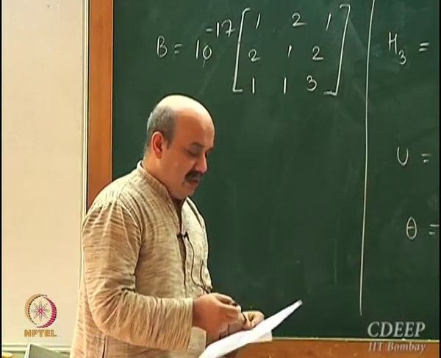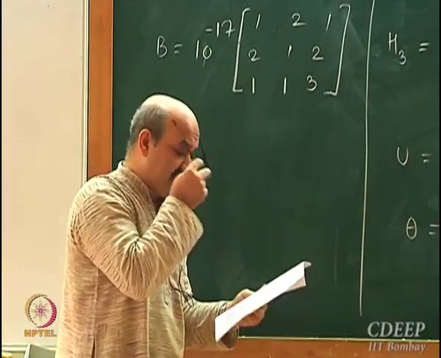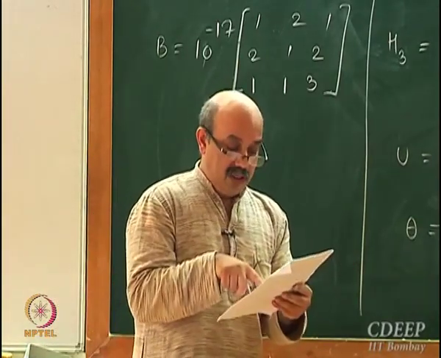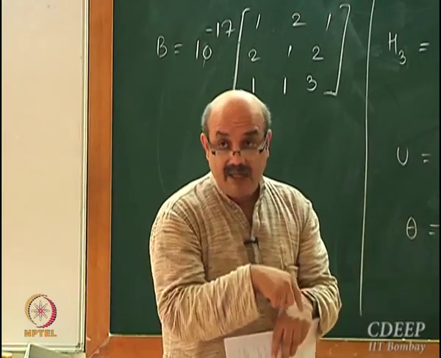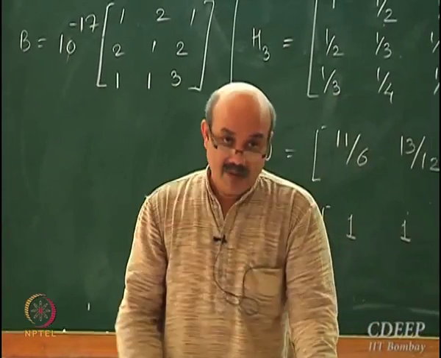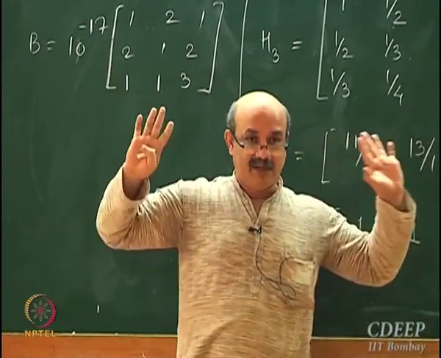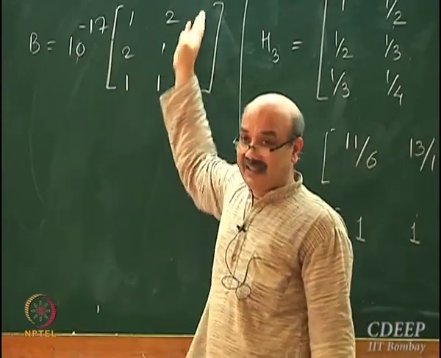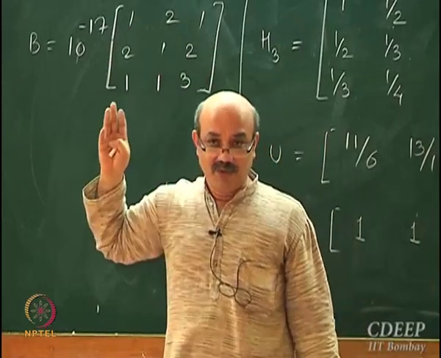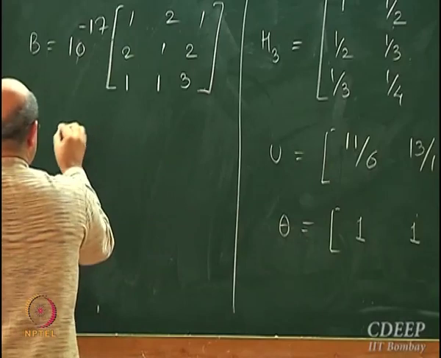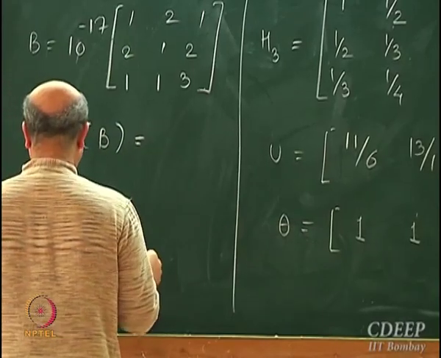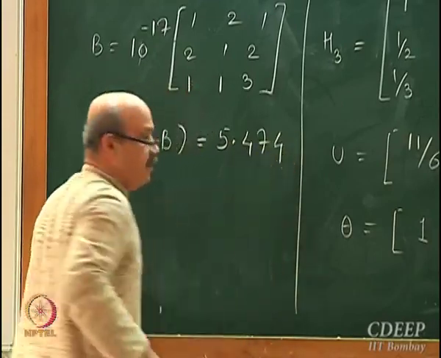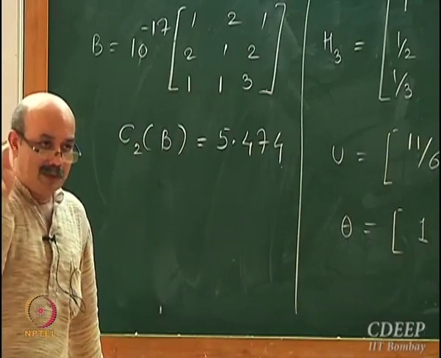Now, if I do the inversion of this matrix and then multiply the inverse of this matrix into the B matrix, MATLAB will give you the perfect identity matrix back. Why? Even though this is like a null matrix and all elements are close to zero, the condition number of this matrix, C2 of B, turns out to be 5.474. A very well conditioned matrix. No problems with the calculations.